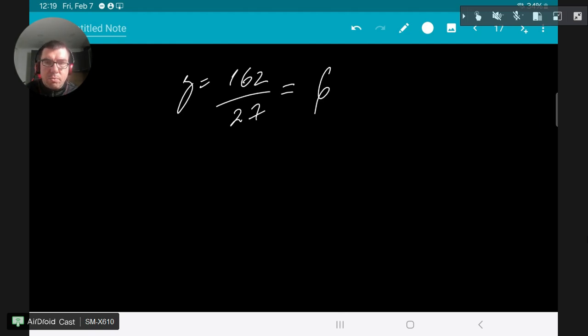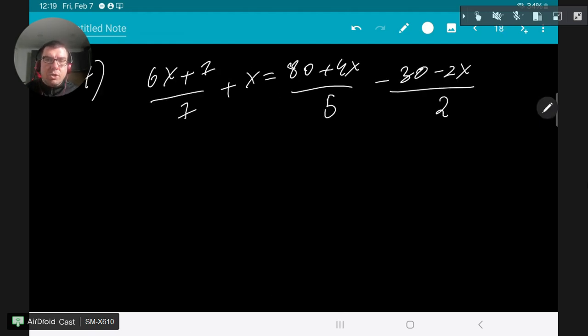Let's go to the next one. Okay, I copied the equation real quick. The same procedure as before: the common denominator of 2, 5 and 7, these are prime numbers, so I just need to multiply them. 2 times 5 is 10, times 7 is 70.